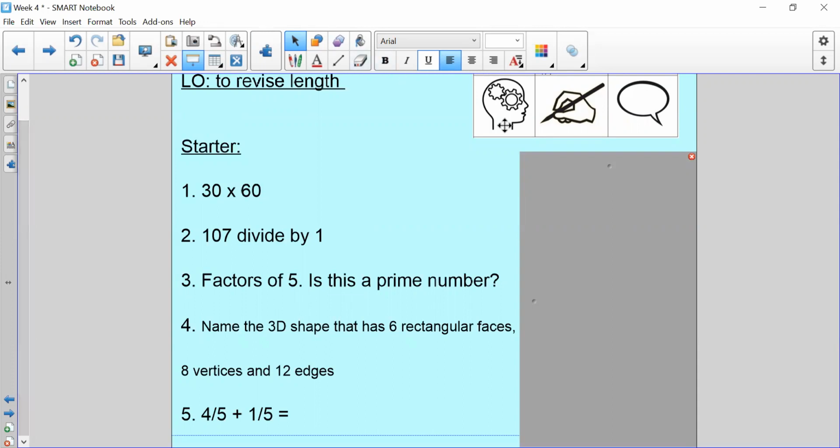Super, let's have a look. They should be quite simple and easy. Most of them you should be able to do in your head. Shouldn't have to do any working out for these questions. I have designed it in that way so that you're not using tons of paper at home. So let's have a look.